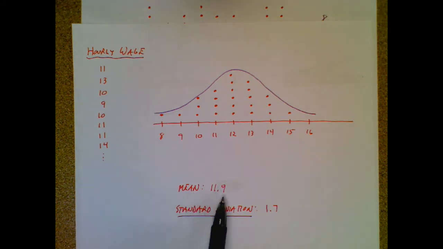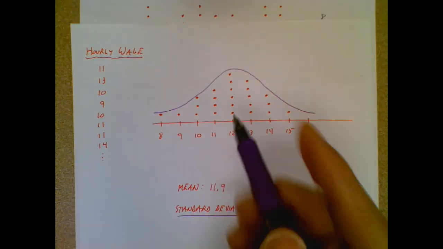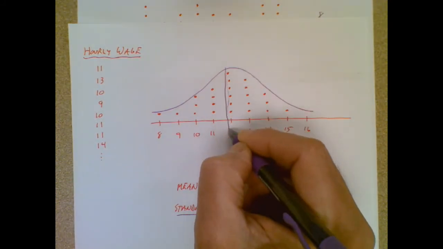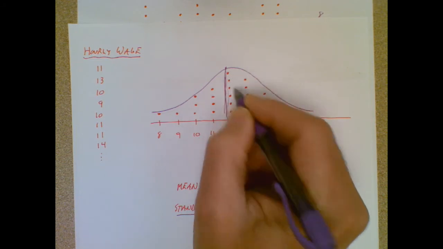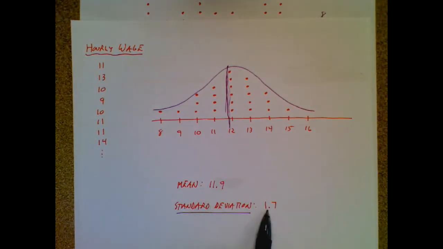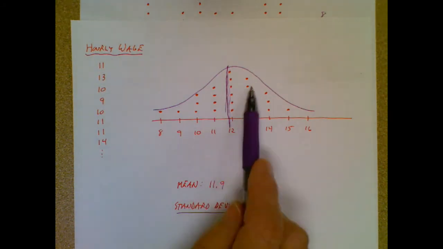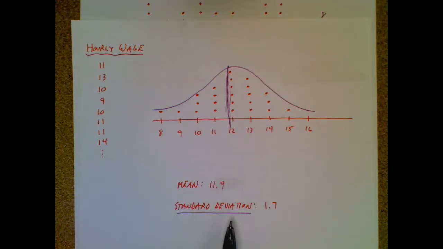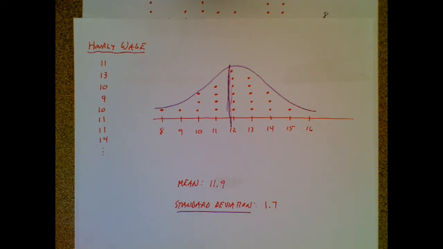In this case, the average wage was 11.9, or $11.90. That happens about right there. In the normal distribution, the mean is going to be exactly in the center. This is roughly in the center. But if you'll notice, most of the students were making an hourly wage very close to the mean, so my standard deviation was smaller, like 1.7.